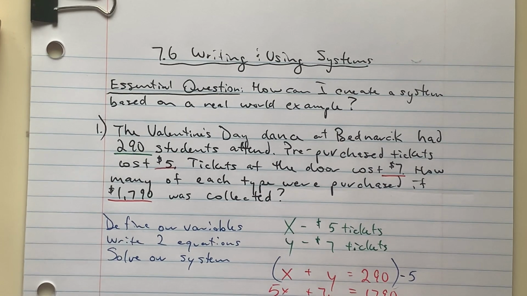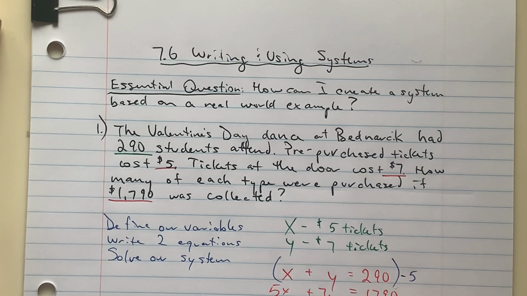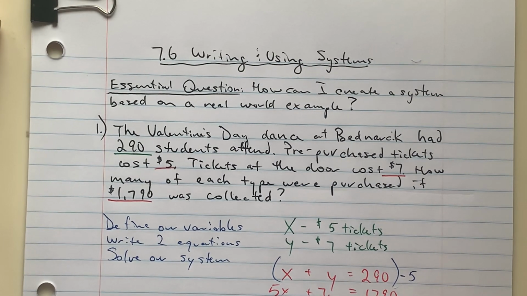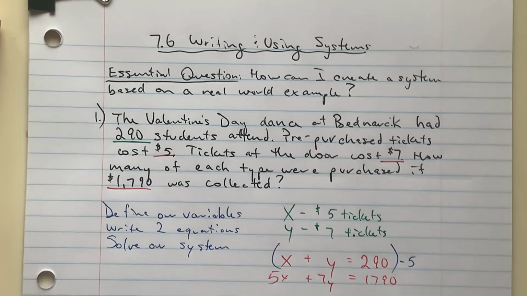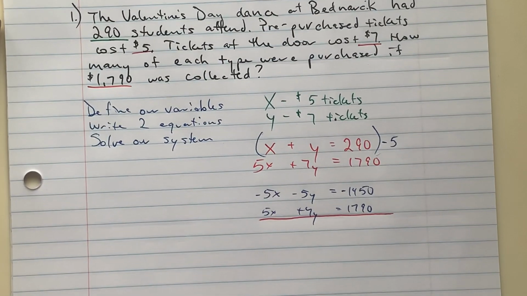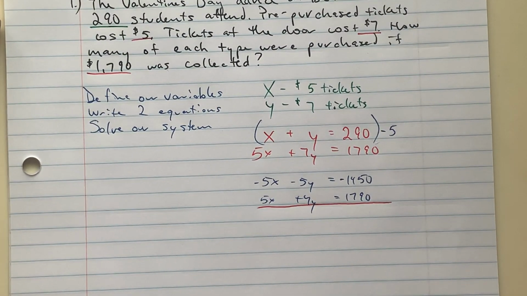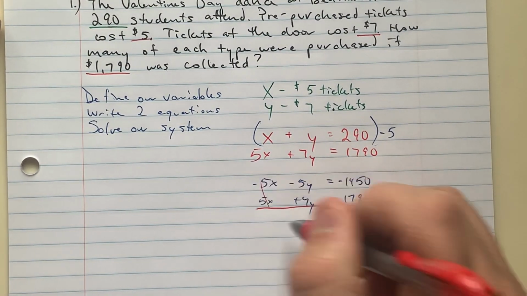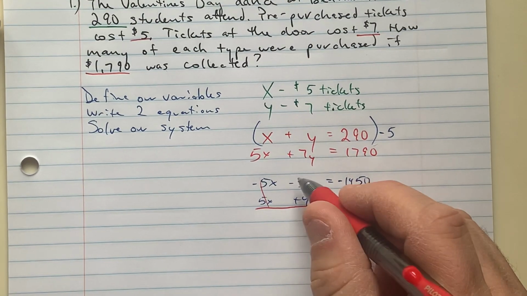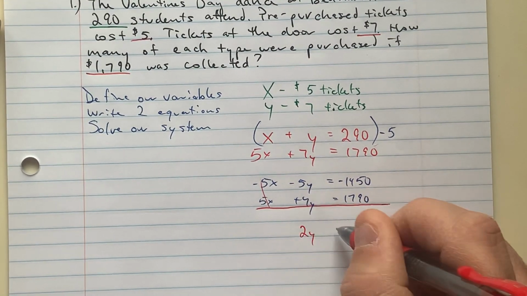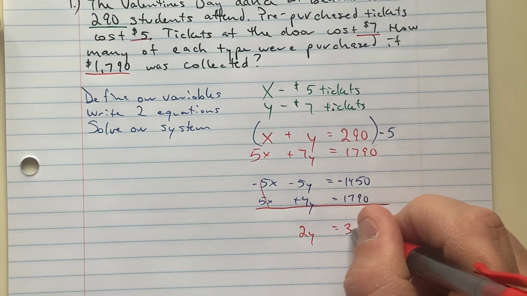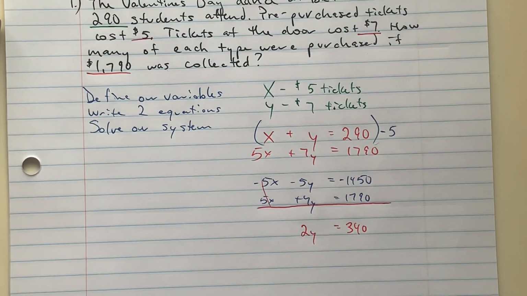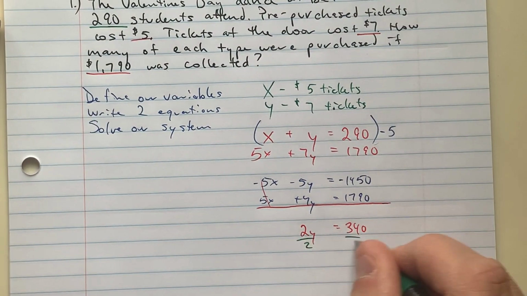Bottom equation stayed the same: 5x plus 7y equals 1,790. And then we would just go from there. Sorry if you guys couldn't see that. My x's cancel out. My y's, -5y and 7y, is 2y. -1,450 and 1,790 is 340. So I'm going to divide by 2 on both sides.